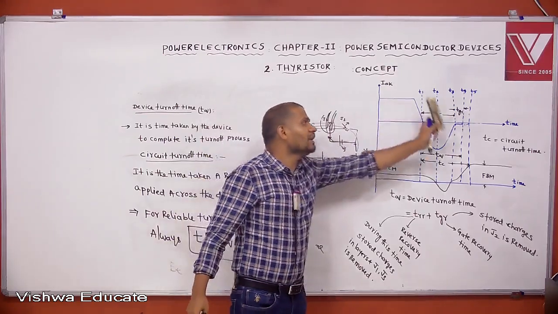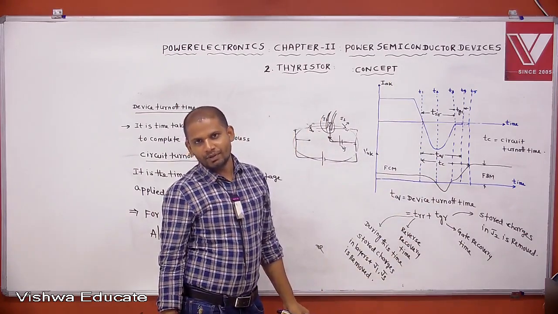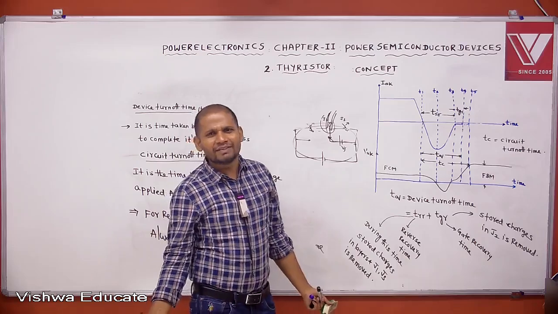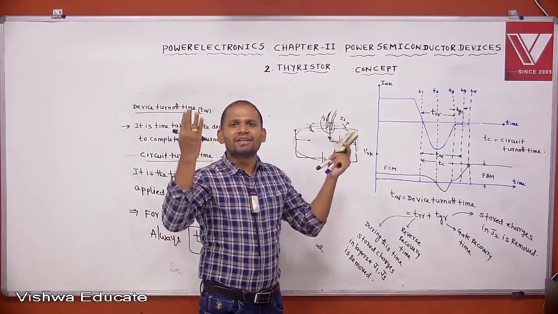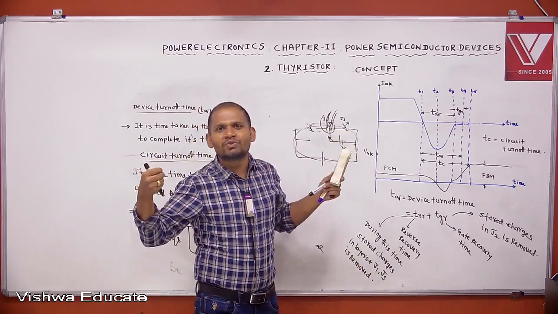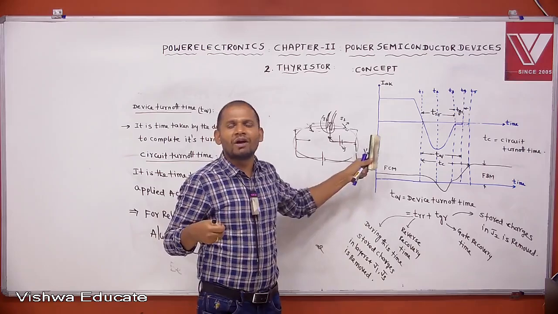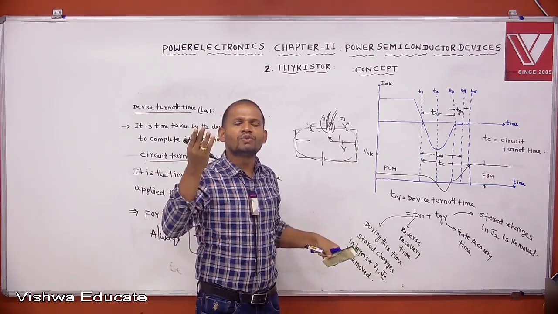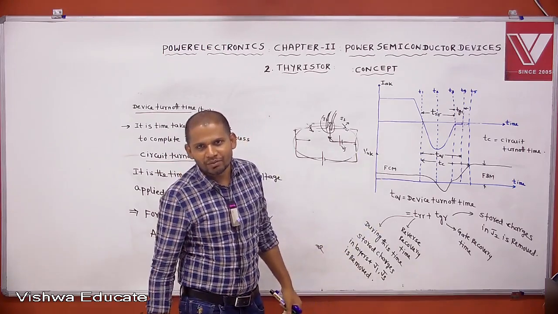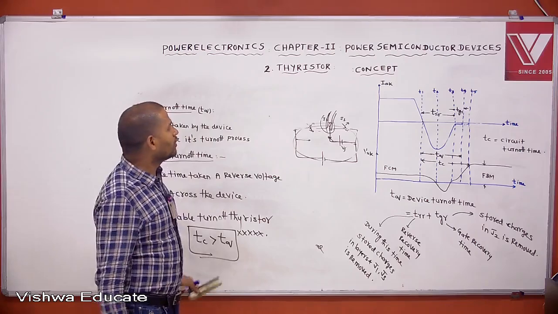That is nothing but the gate recovery time. Turn off is nothing but this: we apply some reverse voltage, opening all the junctions. Then automatically that reverse voltage is applied. Forward voltage is already there, and because of that forward voltage, J1 is closed, J3 is closed, J2 is open. That is the forward blocking mode, bringing the SCR from the forward conduction mode to the forward blocking mode.